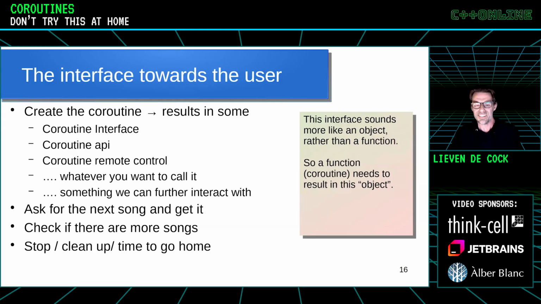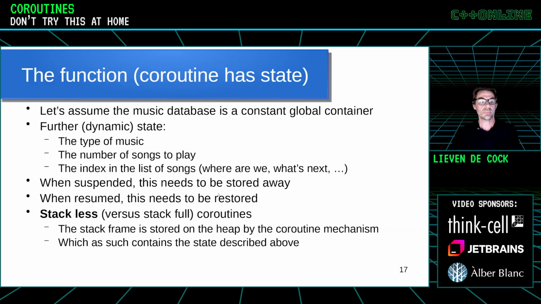We don't want to leak anything. So this is not the behavior of a regular function. This sounds more like it's some kind of an object. And we can interact with the object. Please resume. Is there still more stuff to do? So this coroutine will have to result in some sort of object for us, the user, to interact with.